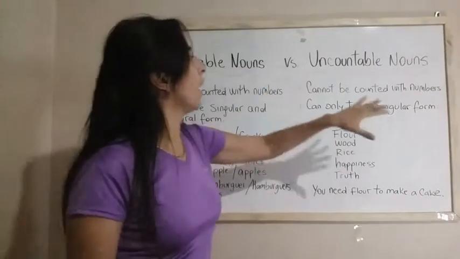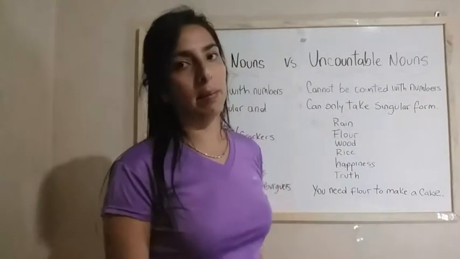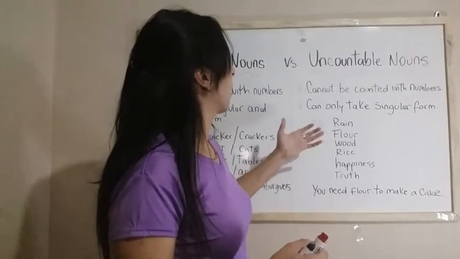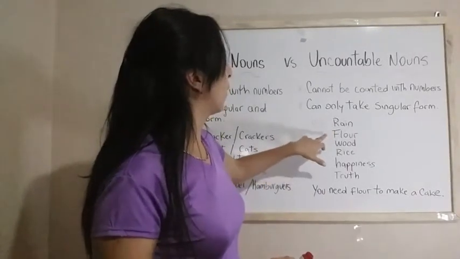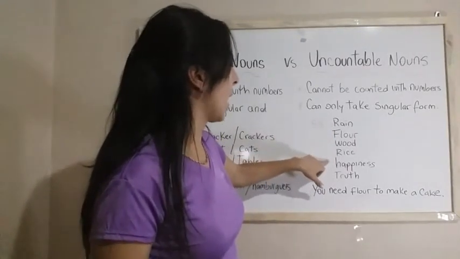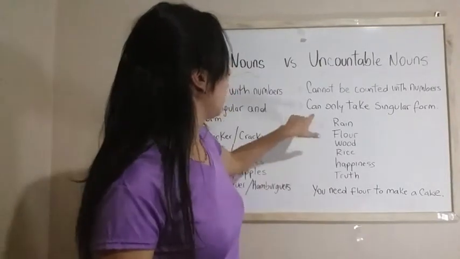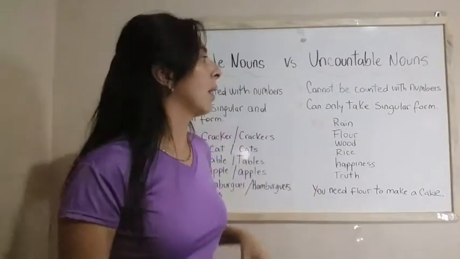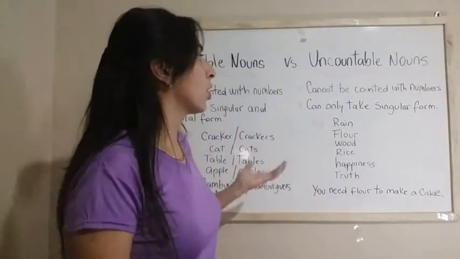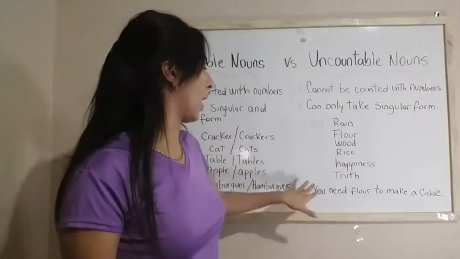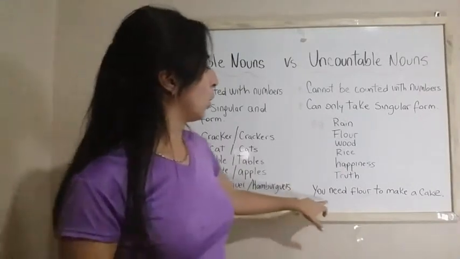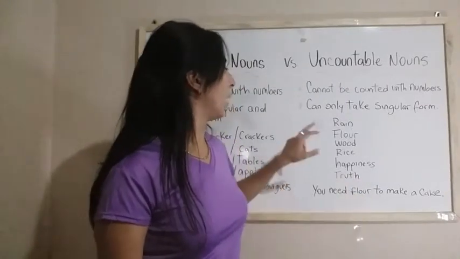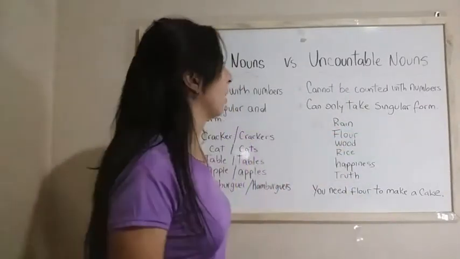But uncountable nouns cannot be counted with numbers. We cannot count these nouns. For example, we have rain, flour, wood, rice, happiness, truth, and these nouns can only take the singular form. These nouns do not take the plural form. So I have an example: You need flour to make a cake. Flour is in singular form, okay?